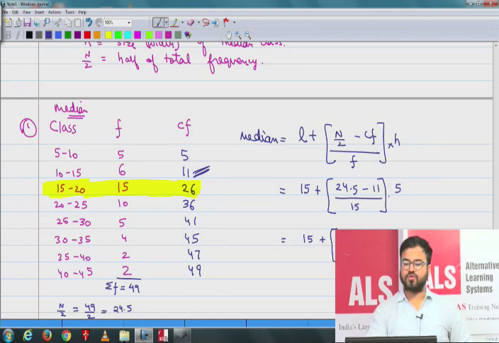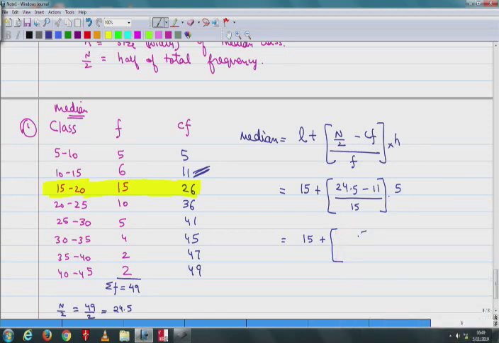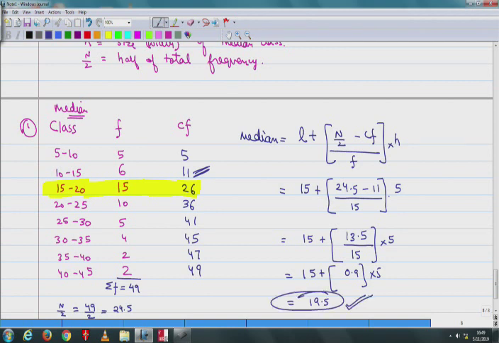So now 24.5 minus 11 will be 13.5, divided by 15 into 5. 13.5 divided by 15 is 0.9, and 0.9 into 5 is 4.5. So 15 plus 4.5 is 19.5. So the median value is 19.5. That's it.